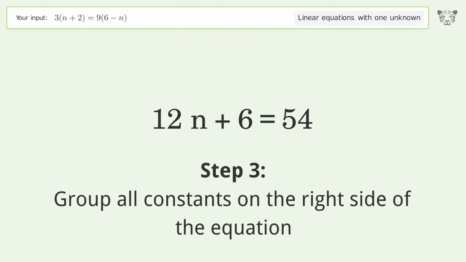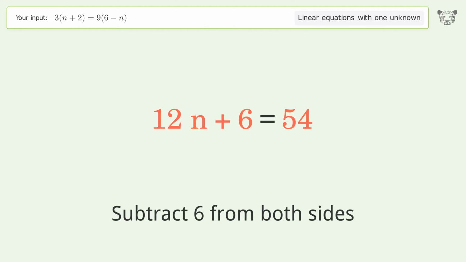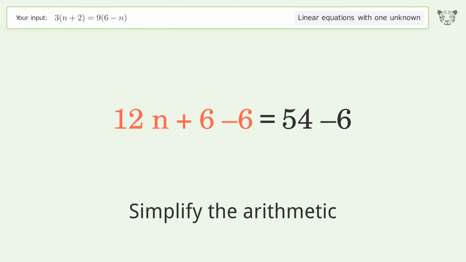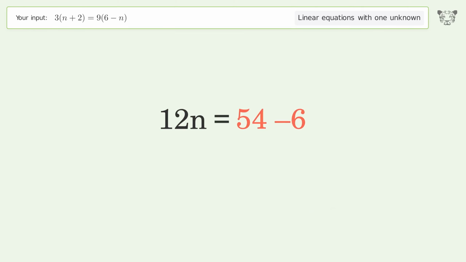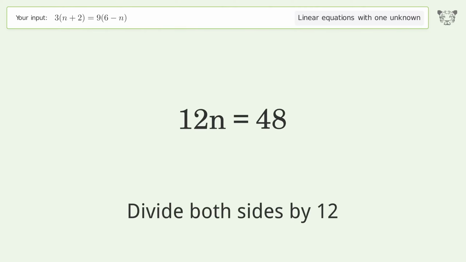Group all constants on the right side of the equation. Subtract 6 from both sides. Simplify the arithmetic. Isolate the n. Divide both sides by 12.